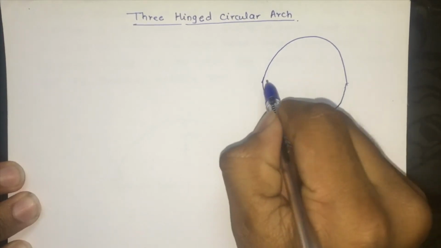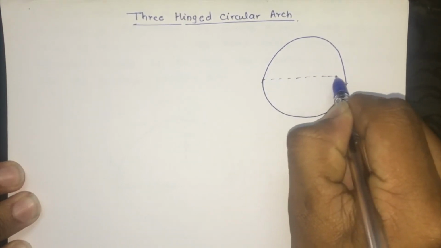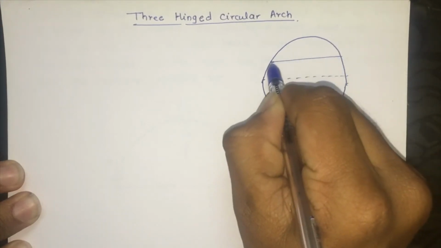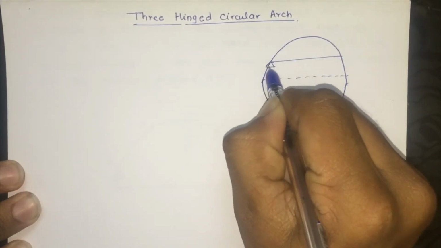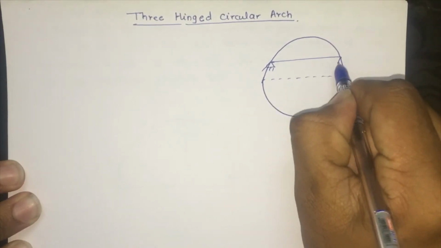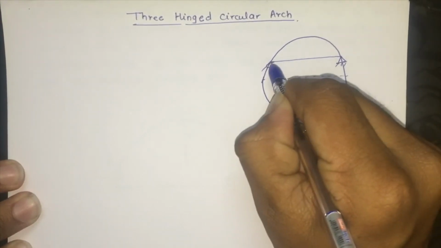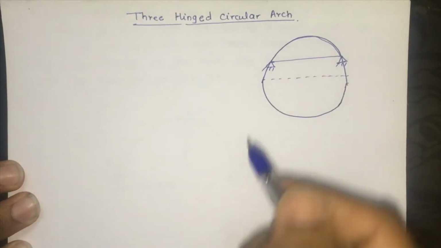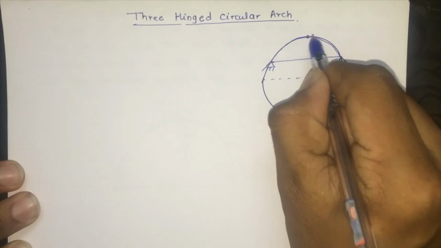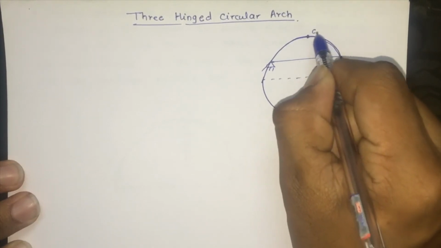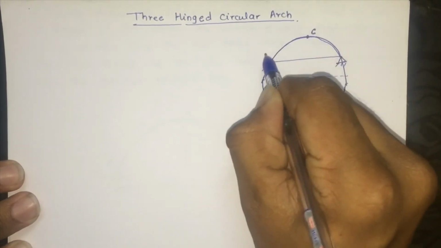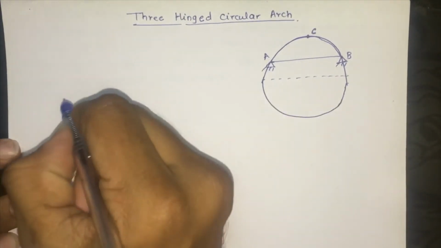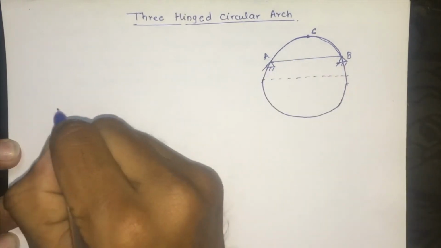Suppose this is a circle and this is the diameter. And if I cut this circle through this chord and consider here as a hinge and here as a hinge, now this segment is called a circular arch. Okay. Now, if I consider the top point as a hinge point, then this is called a 3 hinge arch. I just draw a separate diagram of this segment.